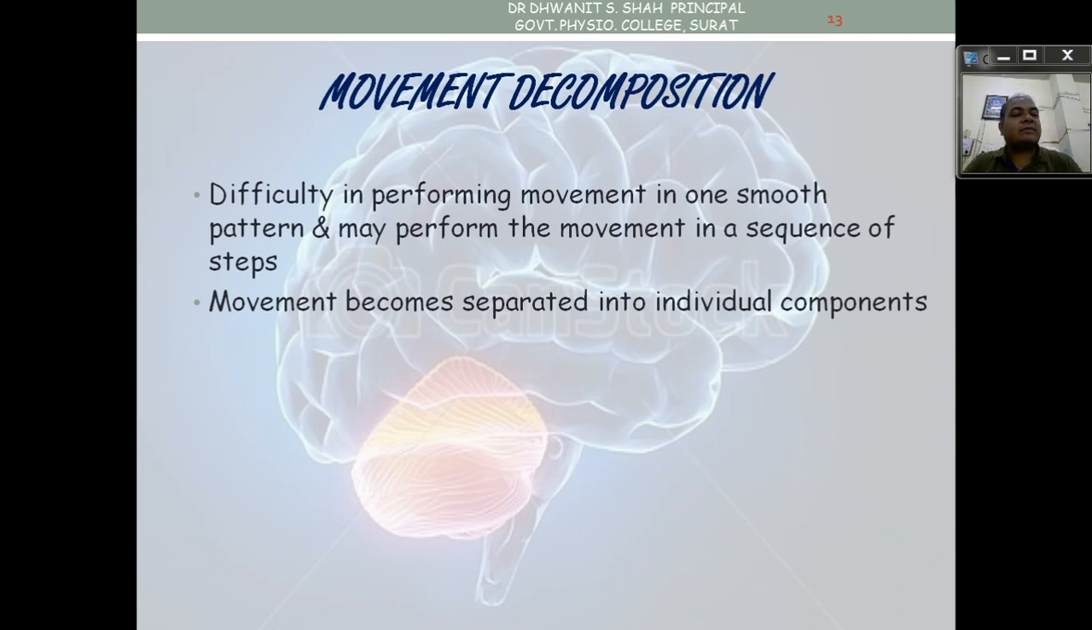The same happens when the patient is doing lower limb movements. For example, if the patient wants to get up from the chair, he first adjusts the foot, coming to the edge of the chair first, then gives weight on the chair, then slowly leans forward, then gives weight on the feet, slightly lifting the buttocks first, then straightens the knee, and then gets up straight. So the movement is divided into small components.